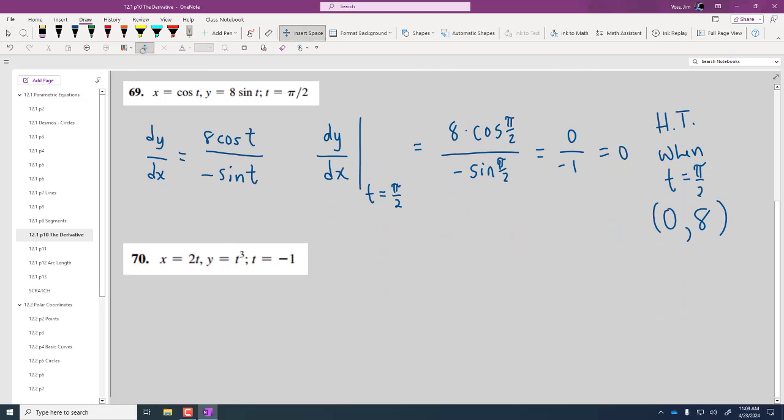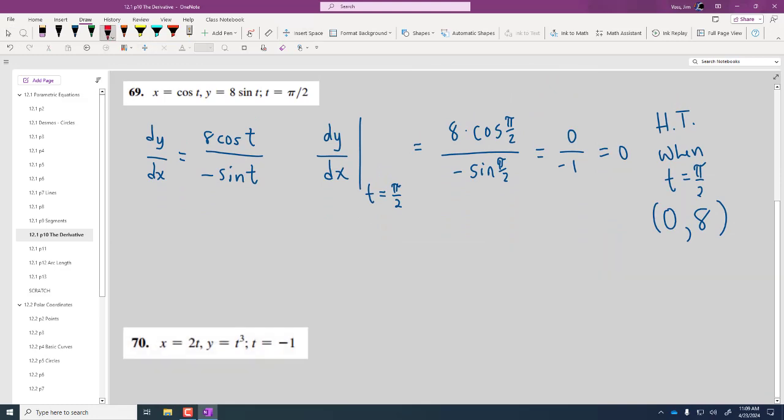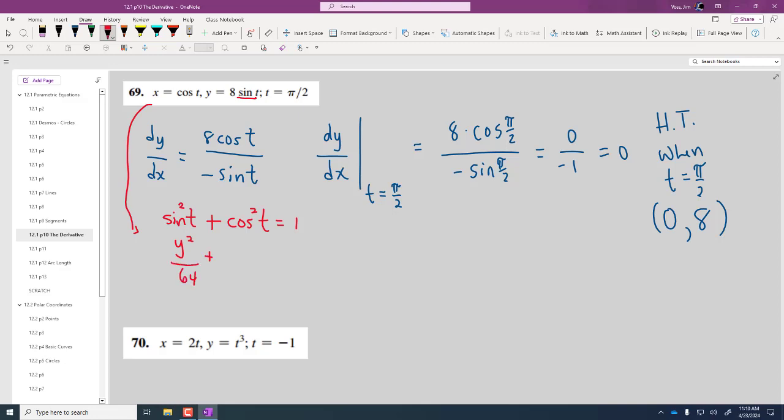Let's draw this because this is slightly different than what we've looked at. If we wanted to draw this, we know that sine squared plus cosine squared is 1. What is sine squared in this case for this parametric curve? If we isolate the sine, we get y over 8, so y squared over 64. And then the cosine is just x, so this is x squared. So what kind of curve is that? It's a circle. Close. If both coefficients are the same, we get a circle. But because this coefficient is 1/64 and this coefficient is 1, we get an ellipse, a squashed circle.